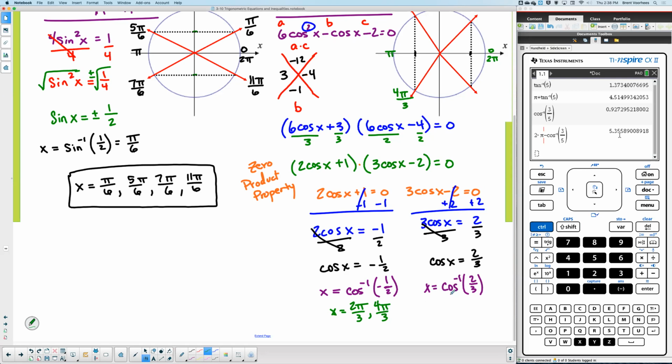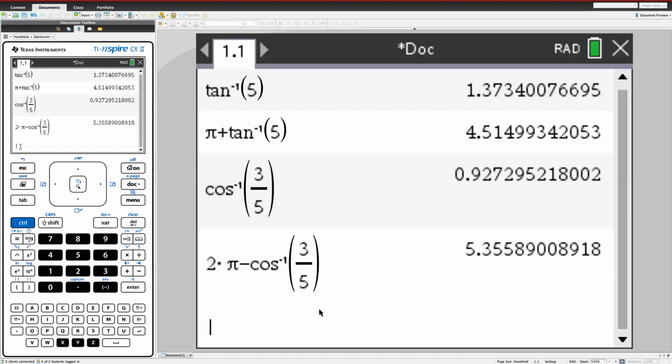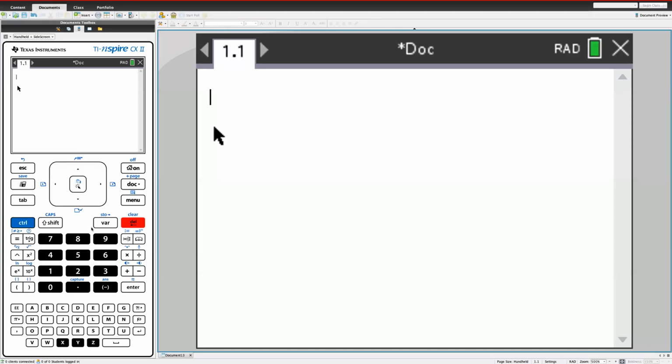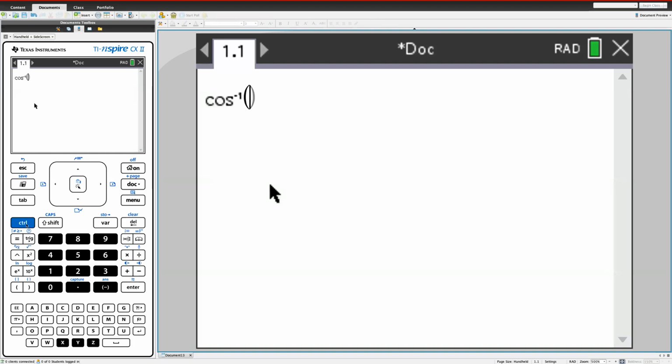Now on this one, I need to go to the calculator. So I'm going to go to the calculator, and we're going to type in. Let me delete this so we're not... Well, my stuff's not cooperating with me here. All right, so trig inverse, cosine, was it 2/3? I forget. 2/3. All right, there's one value.